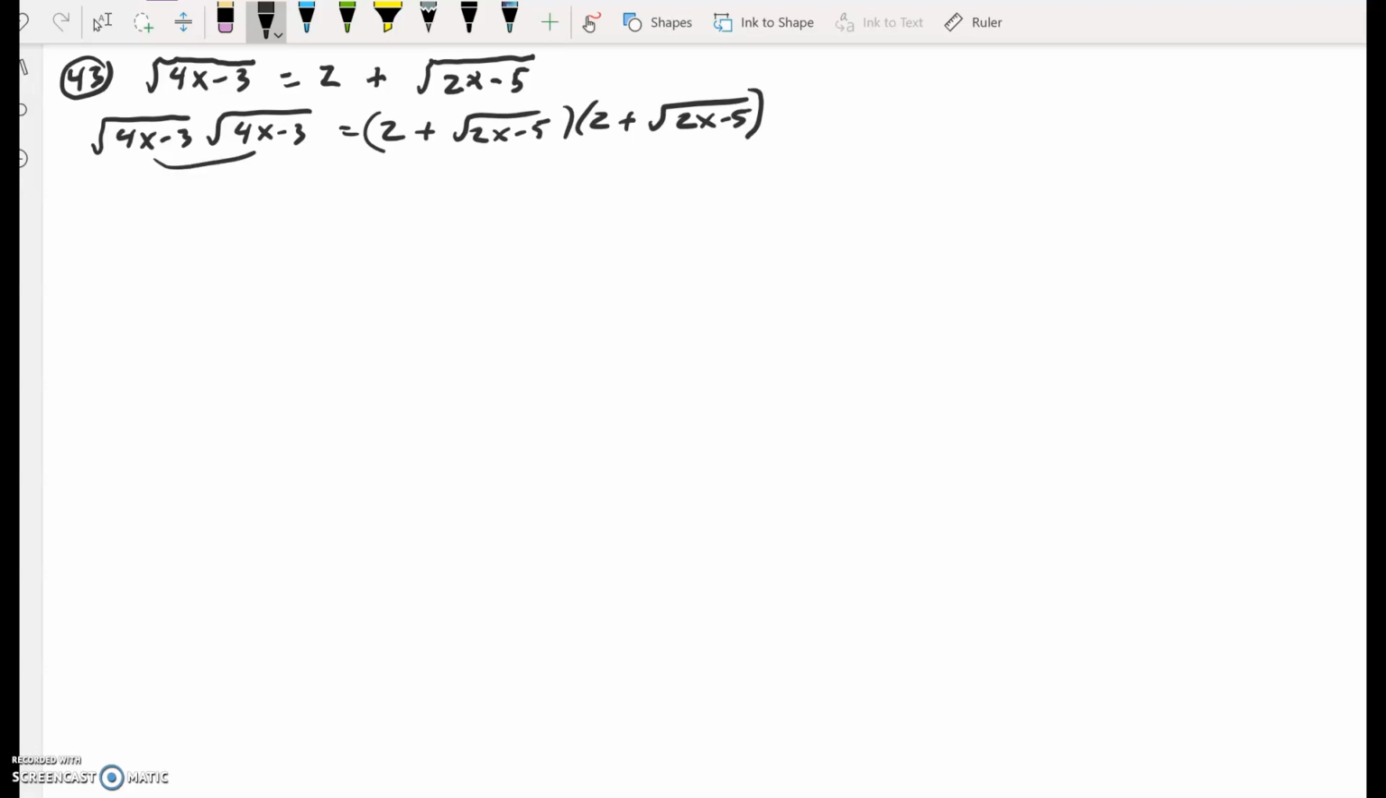On the left-hand side, we have a root times itself, which just gives us the thing inside, which is very convenient. On the right-hand side, we have a mess. We have FOIL, in a sense. We got 2 times 2, that's 4, plus, and we got 2 times this square root. And then we got another one of them. That's 2 times this square root plus. And then we got this times this.